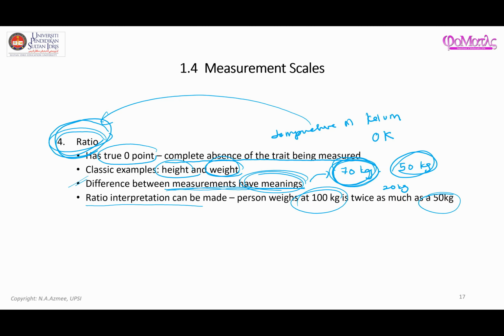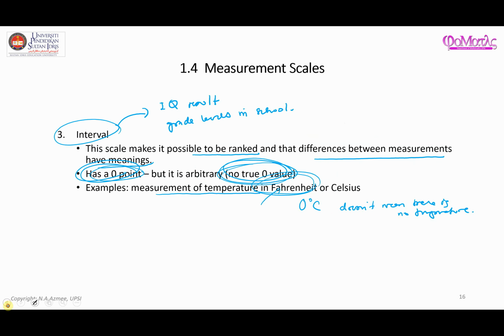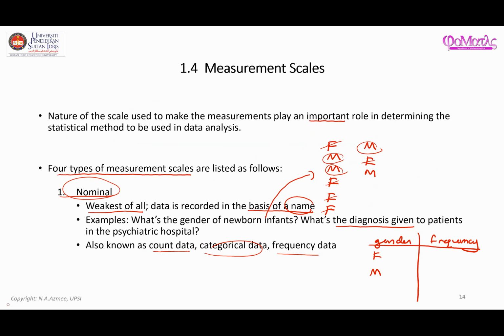The ratio measurement is, I think, the most interesting, because you can do all sorts of data analysis with this type of measurement. And this one, the nominal scale, is the weakest of them all, because it's just related to the basis of a name, and not much can be done with this.